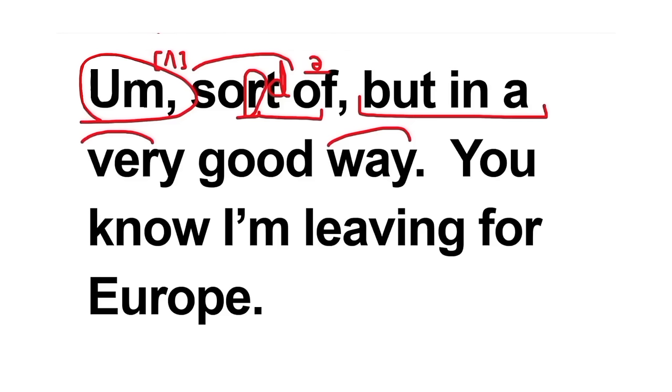They all link together. Again, we have ending consonant linking into a beginning vowel, ending consonant linking into a beginning vowel. Both of these links help to make it sound like one word, very smooth, but in a, but in a. Again, this T is turning into a flap T or a D sound, but in a, but in a, but in a very good way. Sort of, but in a very good way.